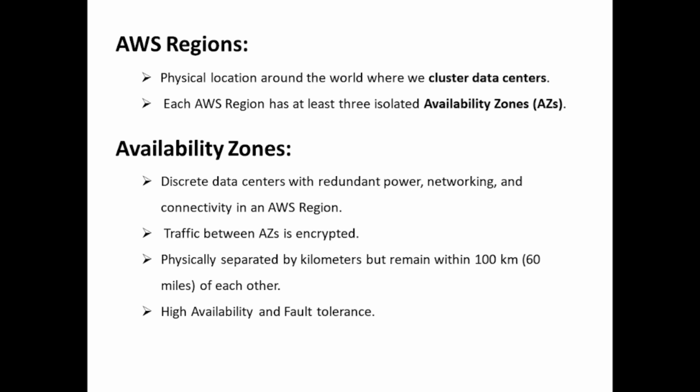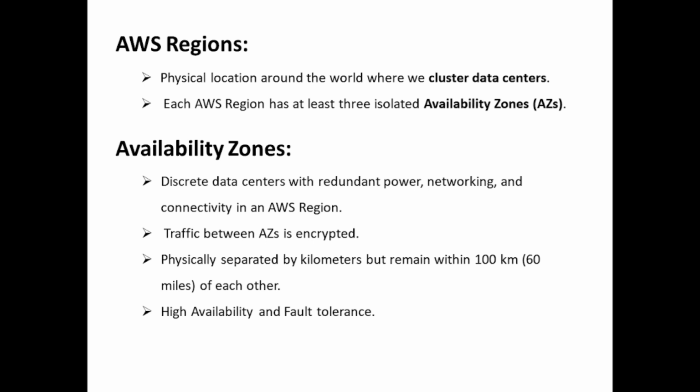Let's kick things off with regions. AWS has data centers spread all over the world, and these are grouped into what we call regions. Each region is basically a geographic location, like Mumbai, Sydney, or London. And inside every region, there are multiple data centers. Now, here's something interesting. Every AWS region has at least three isolated availability zones, or AZs.